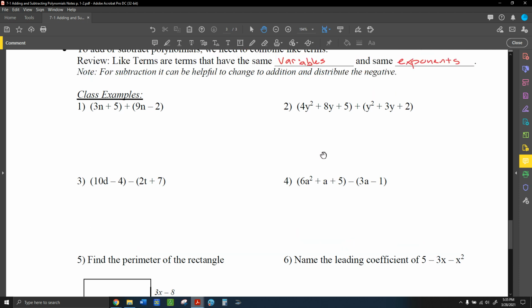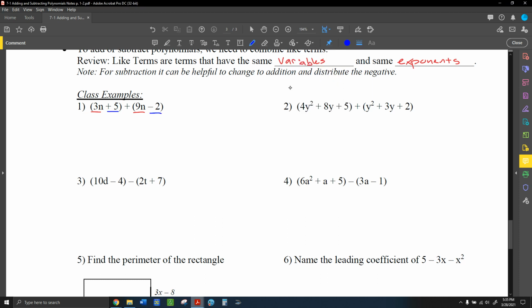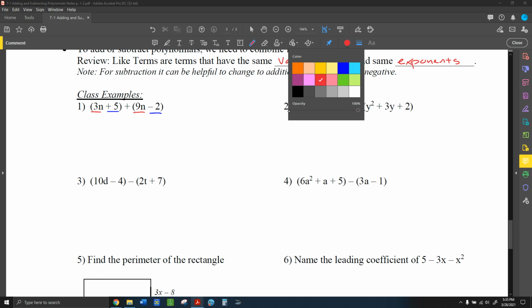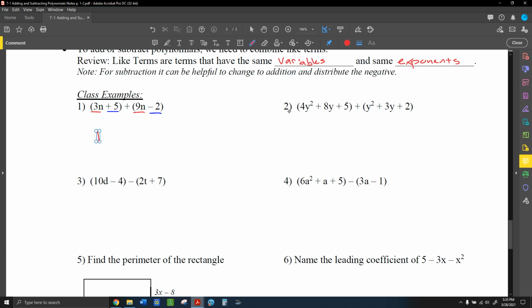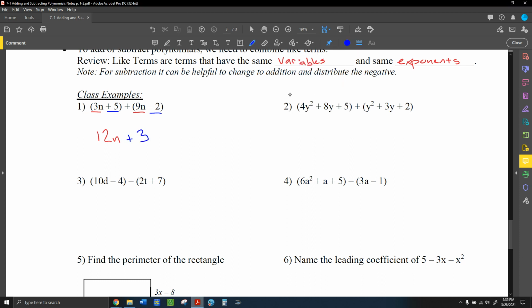Here we're adding the two binomials, each have two terms. And I'm going to look for like terms. So I see that we've got a 3n and a 9n. Those are like terms. And I also see, I'm going to use a different color, we have our constants, positive 5 and negative 2. So when combining like terms, in order to add polynomials, we just combine like terms. So 3 and 9 gives us 12n, and positive 5 and negative 2 gives us positive 3. So when we add these two together, we get 12n plus 3.